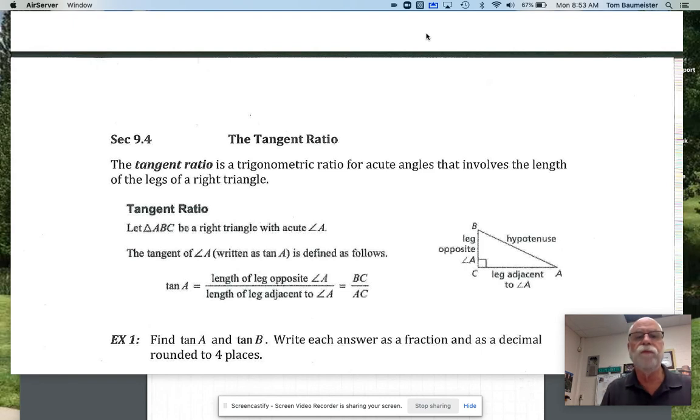All right, section 9.4 is the tangent ratio. We're going to look at three of the ratios. We're looking at the tangent today. We'll look at the other two tomorrow.